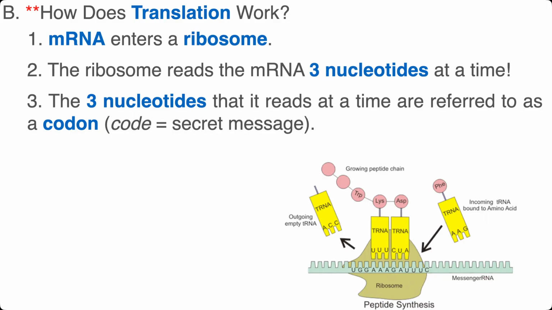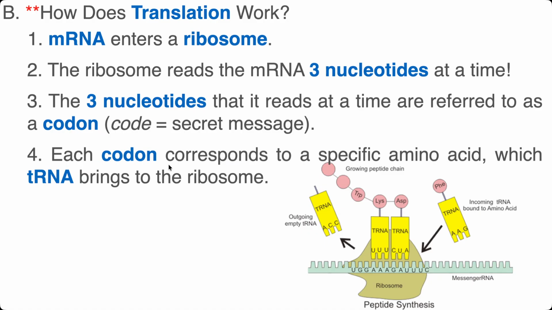And that is referred to as a codon. And a code is just a secret message, right? So we literally are translating something. Every 3 nucleotides is a codon. Each codon refers to a specific amino acid, and there are 20 amino acids that this ribosome can use. And the tRNA is what is bringing all of these amino acids to the ribosome.